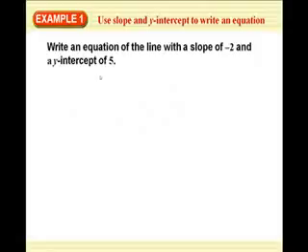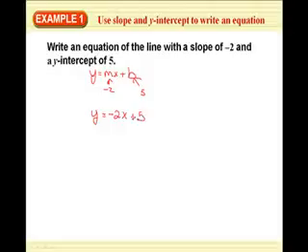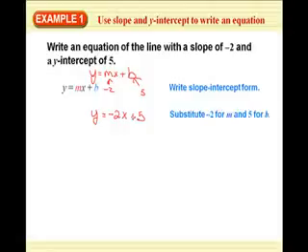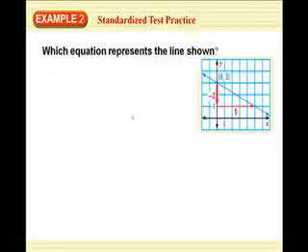So it seems like when I do this, I always start off with my slope-intercept form. I write it, and then you just substitute in what you know. If the slope is -2, you put a -2 in right there. And if the y-intercept is 5, that's all you do. Y equals -2x plus 5. So they give you the missing parts of it, and you just substitute them in. So they did the same thing, and there it is.